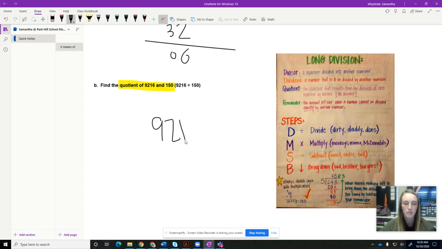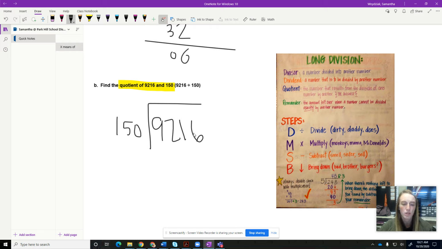So how that would look on paper would be like this. All right, this is a little bit different than what we're used to. These numbers do have more digits, but it's the same exact process. So we're going to see how many times does 150 go into 9? Well, it doesn't. How many times does 150 go into 92? We also know it doesn't. How many times does 150 go into 921? And we know that we can figure that out.